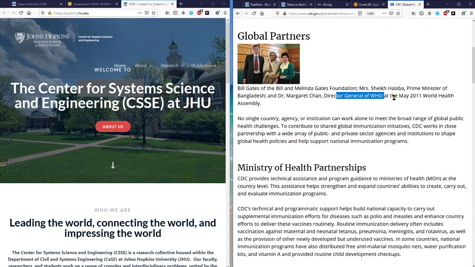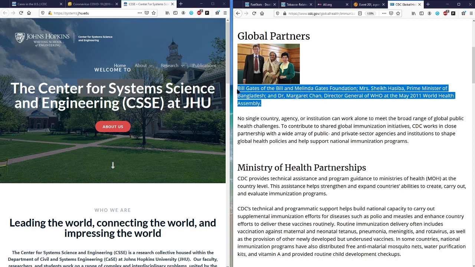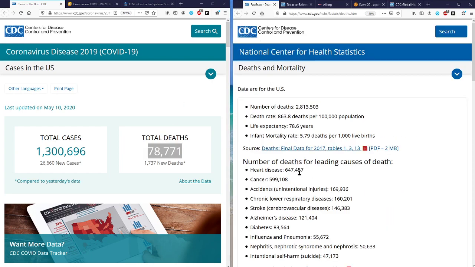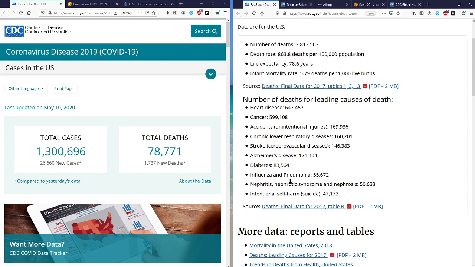So we got a director of WHO. Okay, so we got all the people that are telling us about this stuff and telling us that it's a global pandemic, we should panic and be scared and buy up all the toilet paper. You know, this is in context. If you removed this information over here, this would be close to the bottom of the chart. It would be between diabetes and pneumonia.